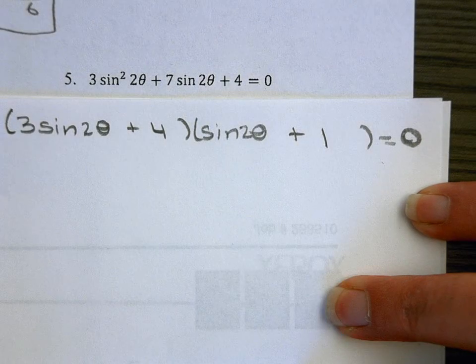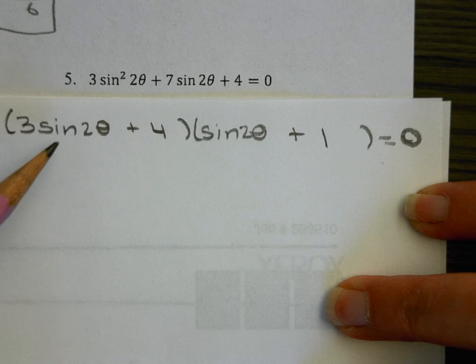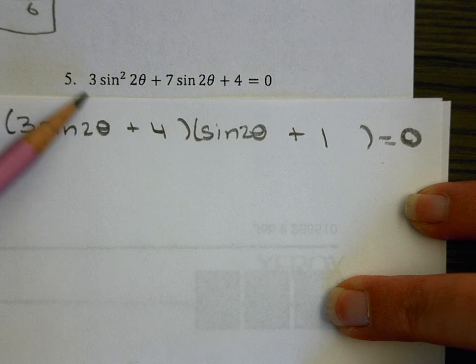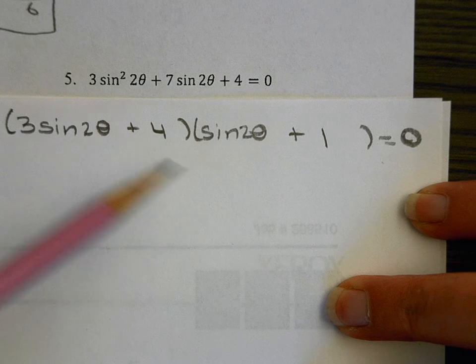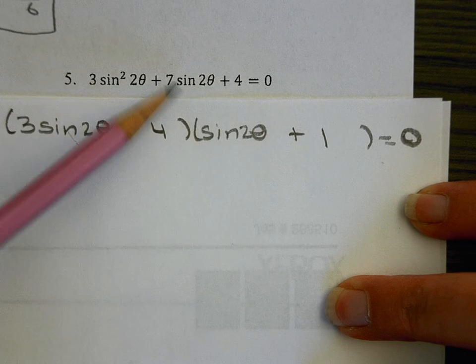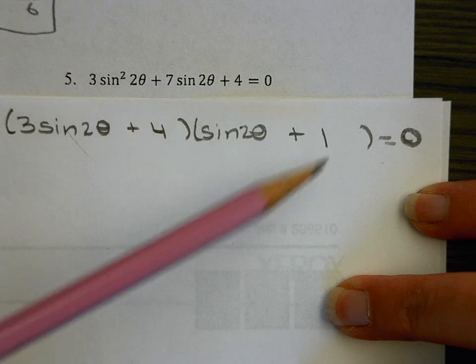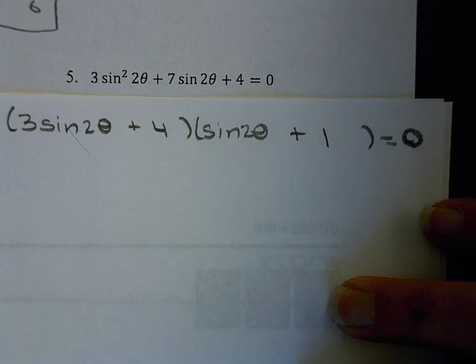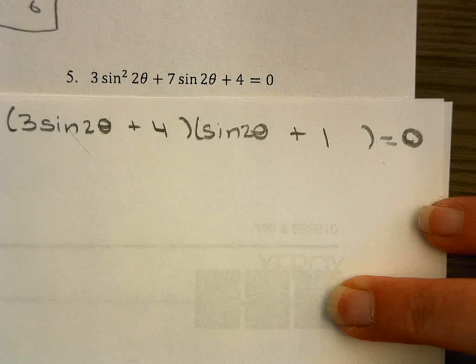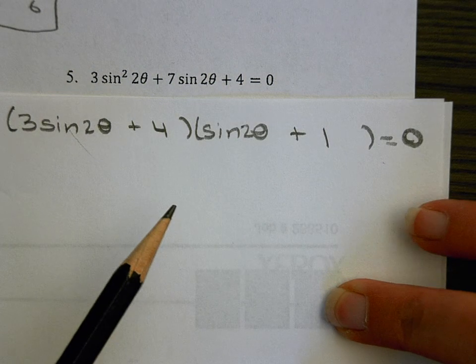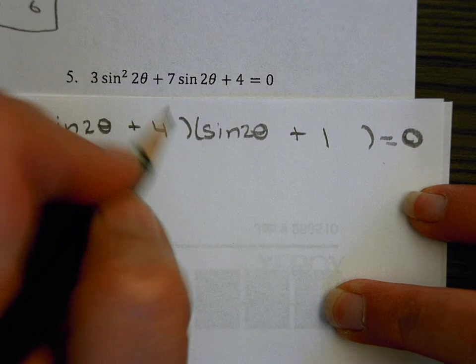So I could check that, right, if I wasn't sure. So if I multiply 3 sine 2 theta times itself, I get 3 sine squared 2 theta. And then if I do my outer inner, I get 4 sine 2 theta plus 3 sine 2 theta, which gives me the 7. And then 4 times 1 gives me that 4. And then from there, I want to go ahead and set each factor equal to 0, and I can do that because it is equal to 0. So now I'm going to use the zero product property.